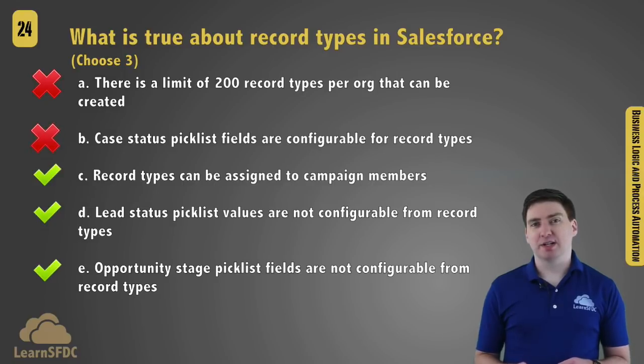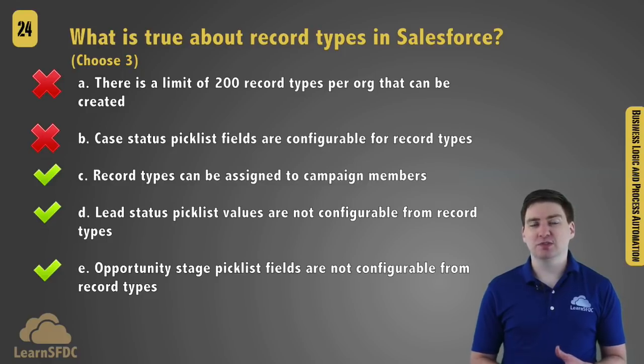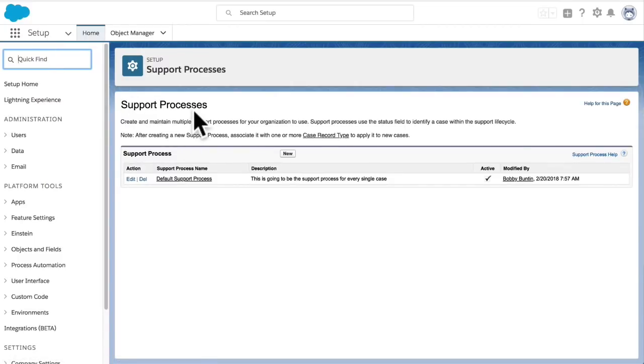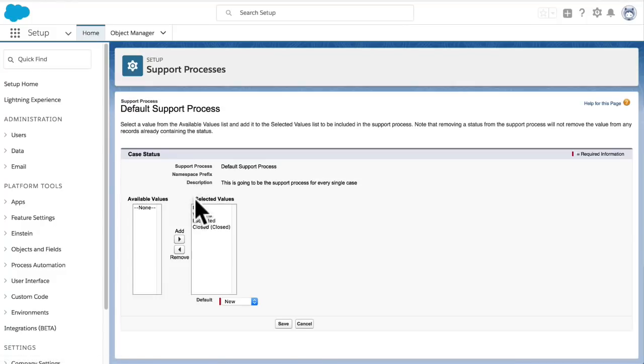B is incorrect because case status pick list values are not available for record types, as they are used exclusively for support processes. Similar to opportunities and leads, cases also has one pick list you can't configure from record types. You have to use the support process to configure the status field.